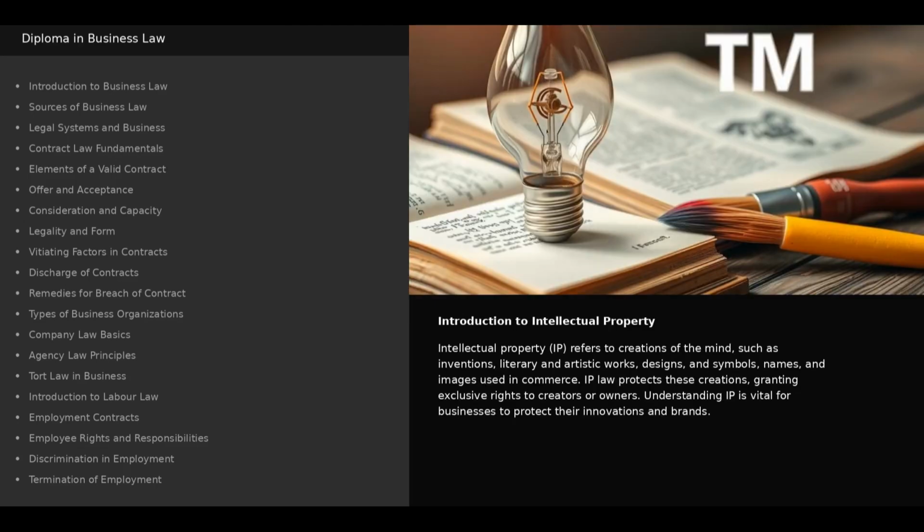Introduction to intellectual property. Intellectual property (IP) refers to creations of the mind, such as inventions, literary and artistic works, designs and symbols, names and images used in commerce. IP law protects these creations, granting exclusive rights to creators or owners. Understanding IP is vital for businesses to protect their innovations and brands.